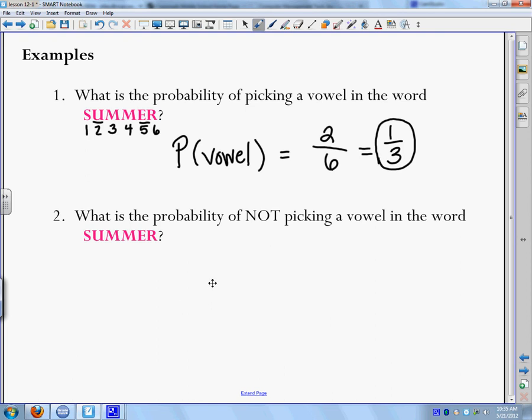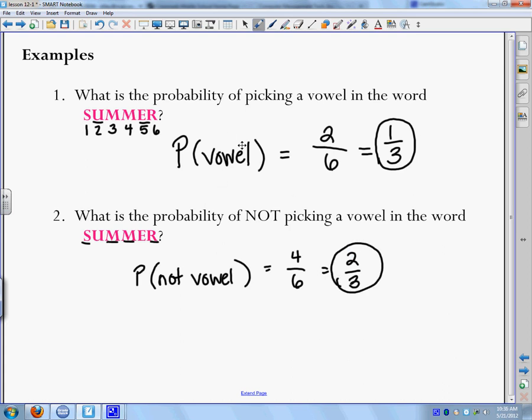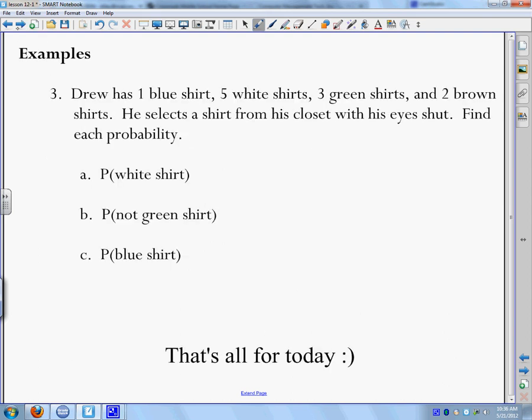Next, what is the probability of not picking a vowel in the word summer? So the probability of not picking a vowel, so that means I could pick S, I could pick M, M, or R. So I have 4 choices out of a total of 6, which would be 2/3. Now, this is the probability. The top one is the probability of an event, and the second one, the complement, is the probability of not picking a vowel. Okay, so let's look at some more examples.